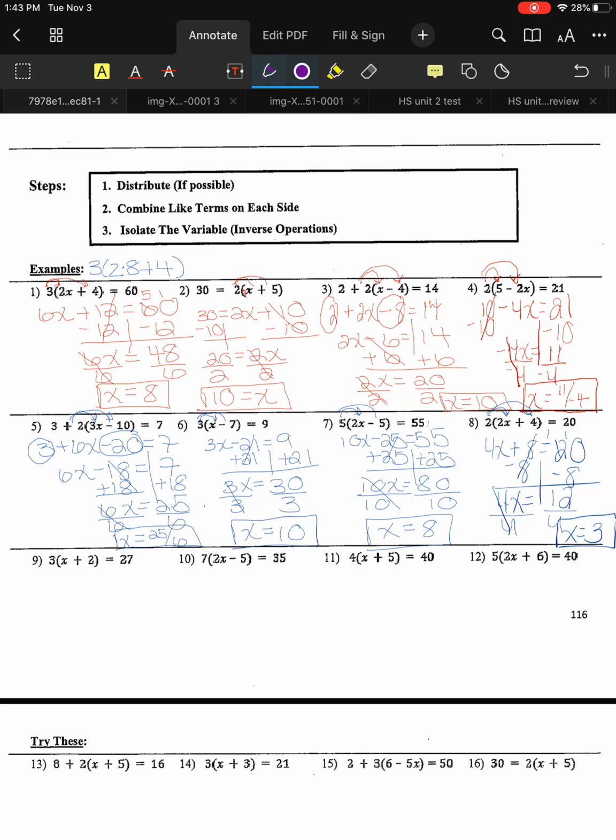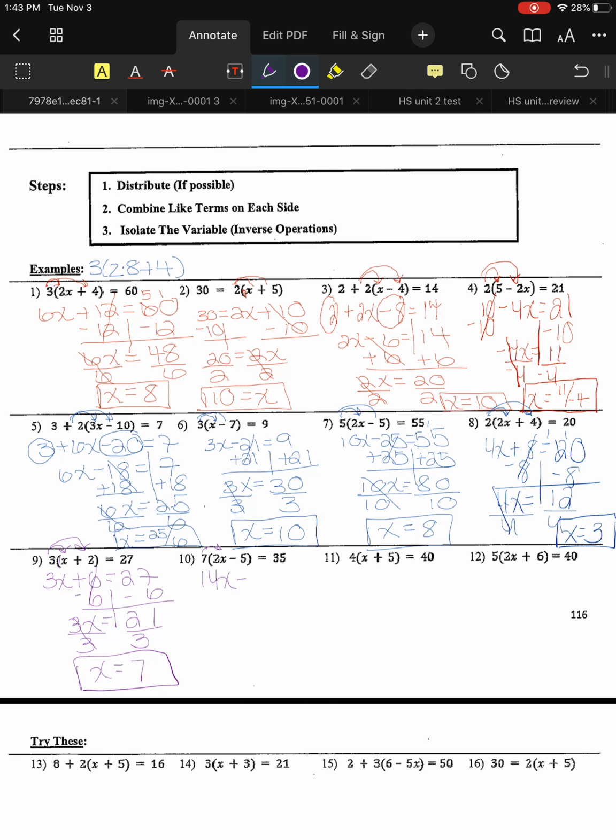Problem number 9, let me change up my color here, let's do purple. So I'm going to distribute and multiply by the 3. This x has an invisible coefficient of 1. 3 times x is 3x. 3 times 2 is 6. Now I'm going to subtract 6. Some of you might not need to draw this wall anymore, but some of you find it helpful. That's fine. So I'm going to subtract 6 from both sides. They're on opposite sides. 27 take away 6 is 21. I now divide both sides by 3 and get x is 7.